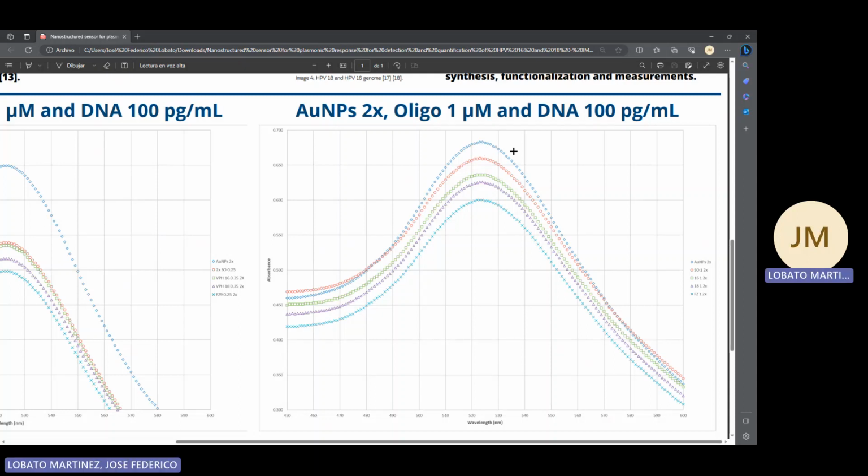In here, we have that the gold nanoparticle have the same absorbance measurement, and then we have the gold nanoparticle functionalized with 1 micromolar of oligo. Then we have the 16, 18, and FCD9 genes. As can be seen in the graphic, these measurements actually differentiate and create a way to differentiate and to detect the different HPV 16 and 18 and FCD9.